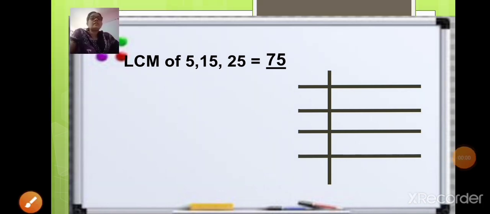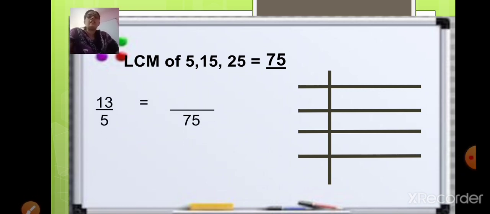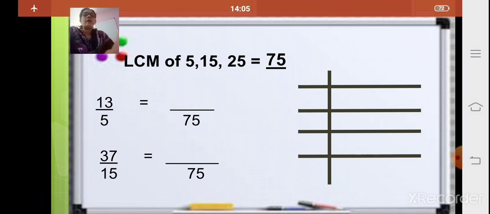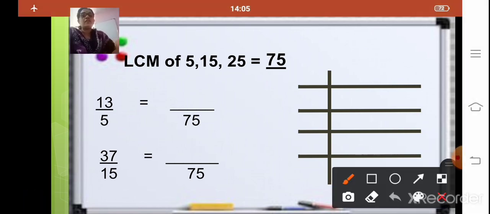Okay, now let us start with the first fraction. The first fraction is 13 upon 5 and the second one is 37 upon 15. Now here, 5 multiplied by which number will give you 75? That is 5 multiplied by 15 will give you 75. Now the same thing, the numerator also should be multiplied by 15. Now 13 into 15 is 195 upon 75.